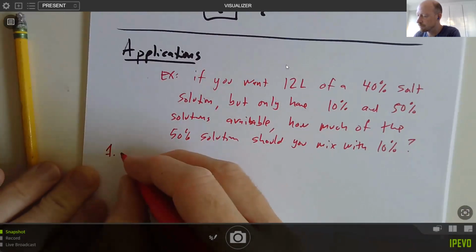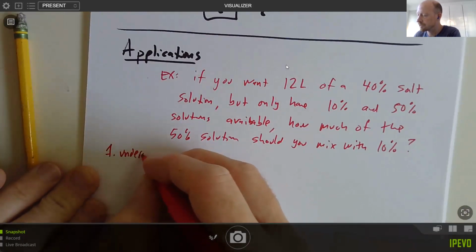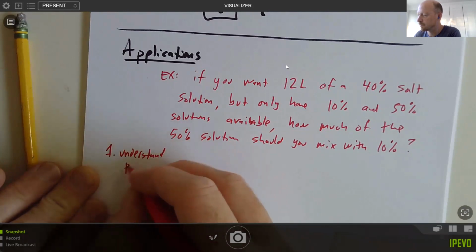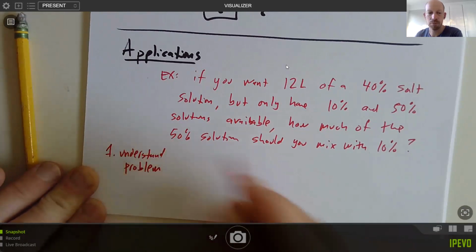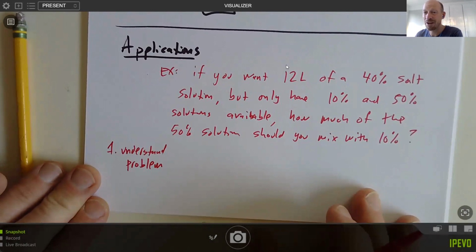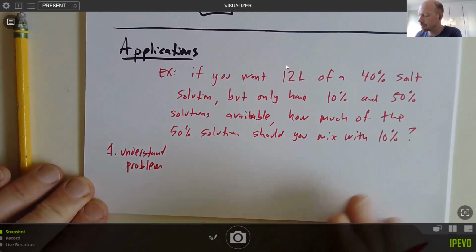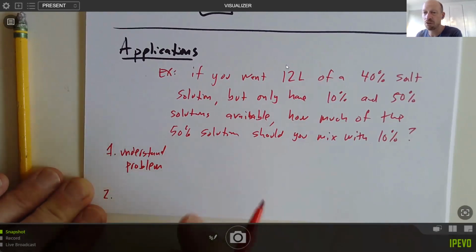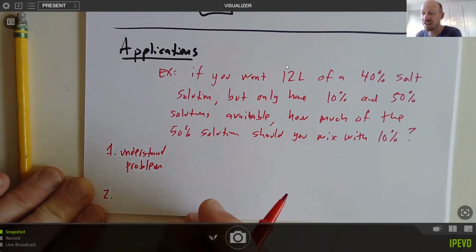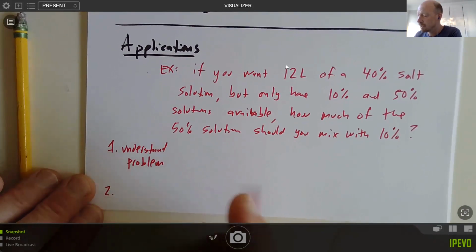Number one, understand the problem. Seems sort of obvious, right? But you'd be surprised how many times I run into students that have not really thought about the problem and are trying to solve it. And of course, that's not going to end well, right? So number one is understand the problem. Sometimes a picture is helpful. Sometimes rereading it is all you need to do.